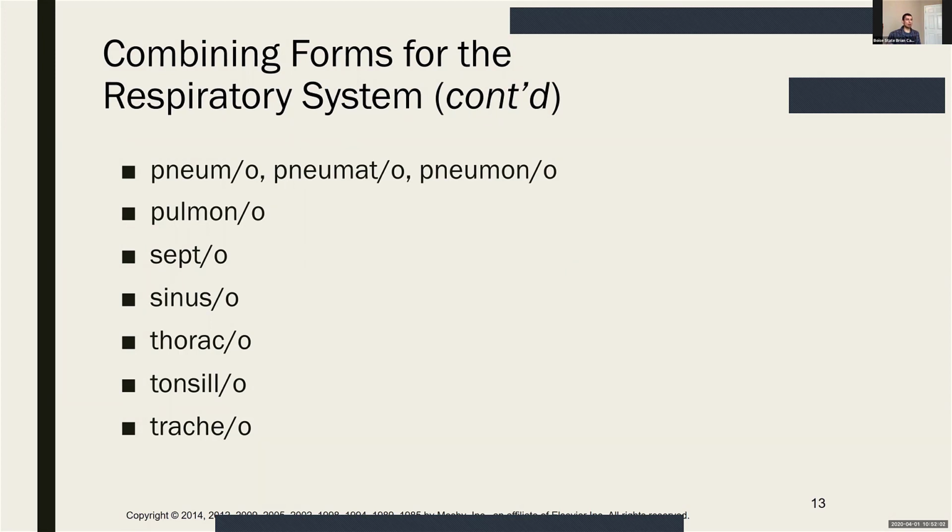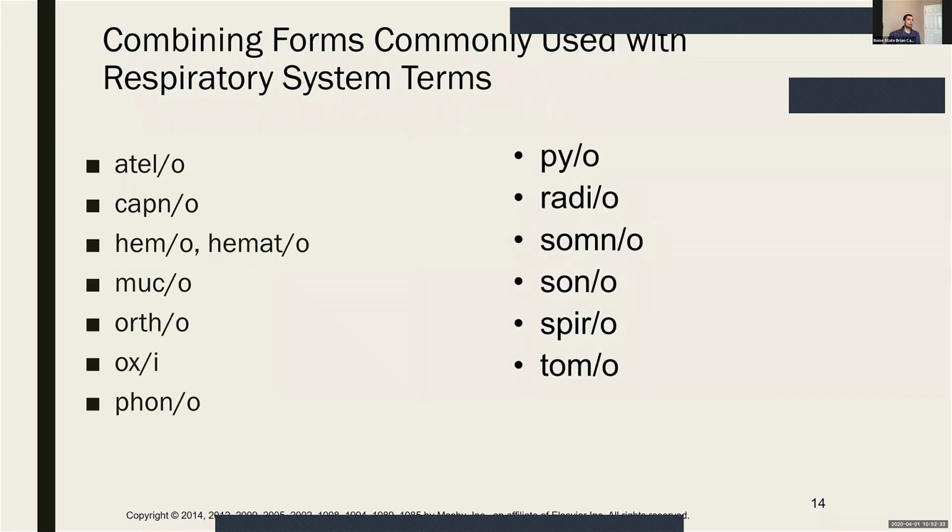Pneum, pneumat, or pneumon, those all relate to the lung itself. Pulmon, again, is just the pulmonary system in general. So pulmonary, pulmonologist, all relating to the lungs. Sept for like septum, sinus, again, sinuses, the basically hollow points in bones. Thorac or thoraco, just like thorax, your chest cavity. Tonsillo, tonsils, and trachea, obviously.